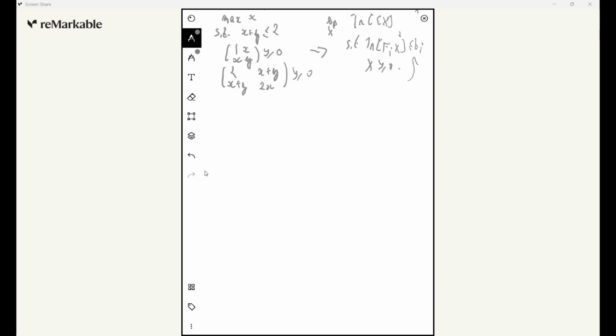Okay, so we have this form here. We just want to transform it into the form here. And so, yeah, we want to have this. So that is the standard form in SDP. And so we have this form and we want to transform it into a standard form.